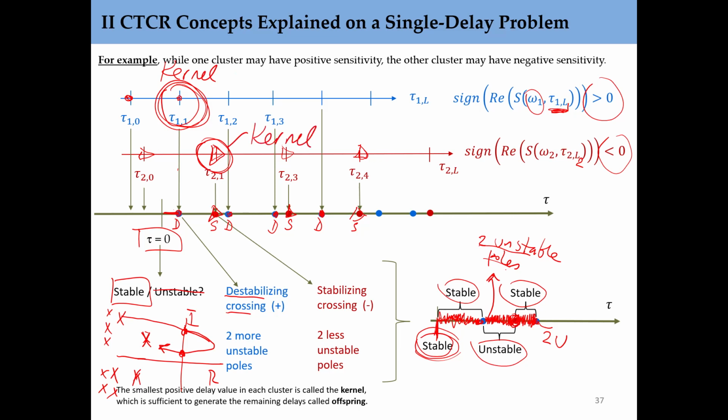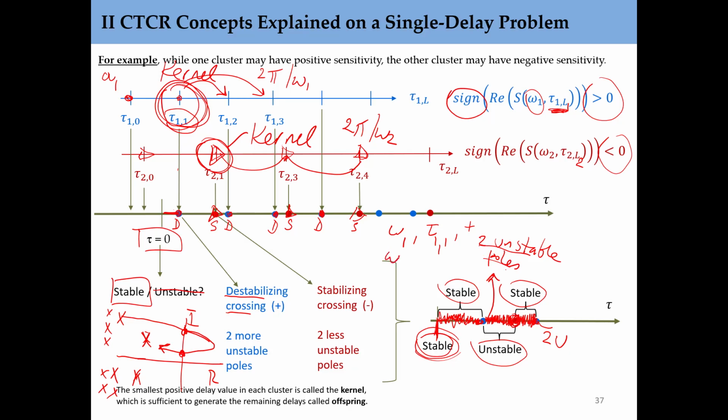Now, what is nice about this is that if you know the kernel value, tau 1, and because we know the frequency omega 1, we can generate the other delay values by the periodicity property 2 pi over omega 1. Likewise, in the other set, we can generate the other delay values by the periodicity property 2 pi over omega 2.